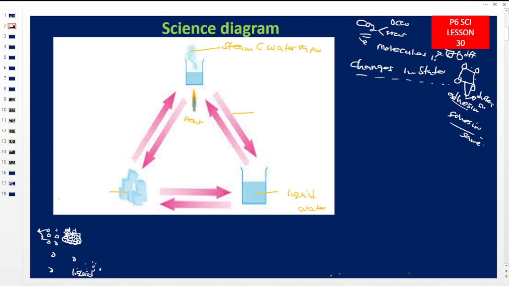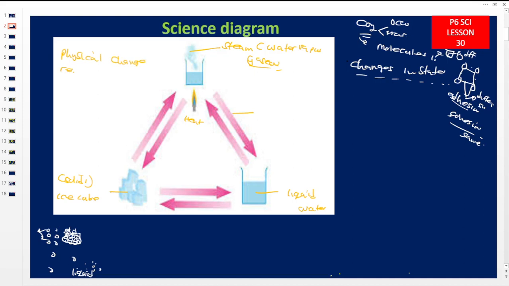Now we are having ice cubes. These ice cubes are solids, right? And this steam is under the gaseous state. These are the three states of matter right now. However, when you join secondary, we shall look at another one which is called plasma, where we put electricity, we put light. Now these changes in the states of matter are under what we call physical changes.